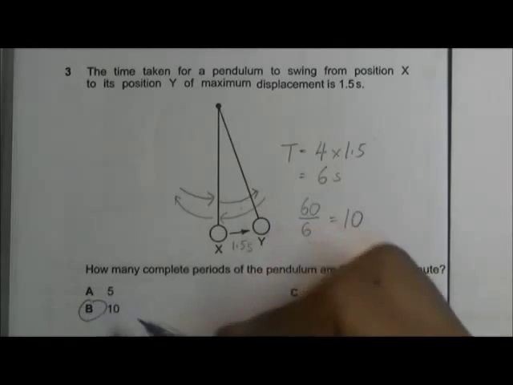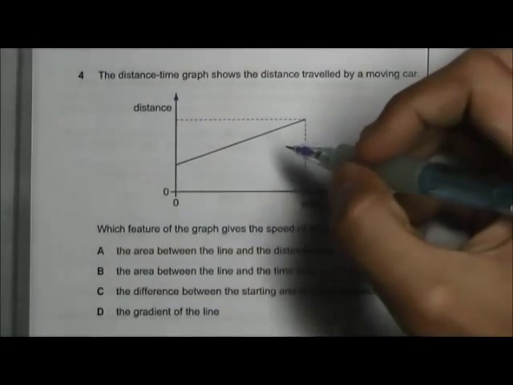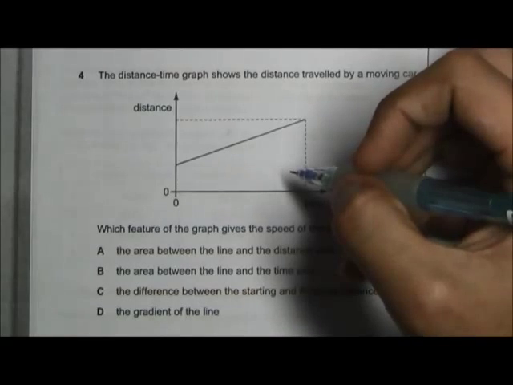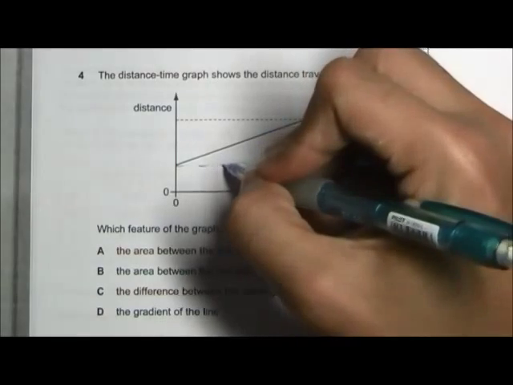Answer B. This question shows us a distance time graph, and from a distance time graph we can actually find the speed, which is the gradient. Okay, let's draw the gradient triangle.